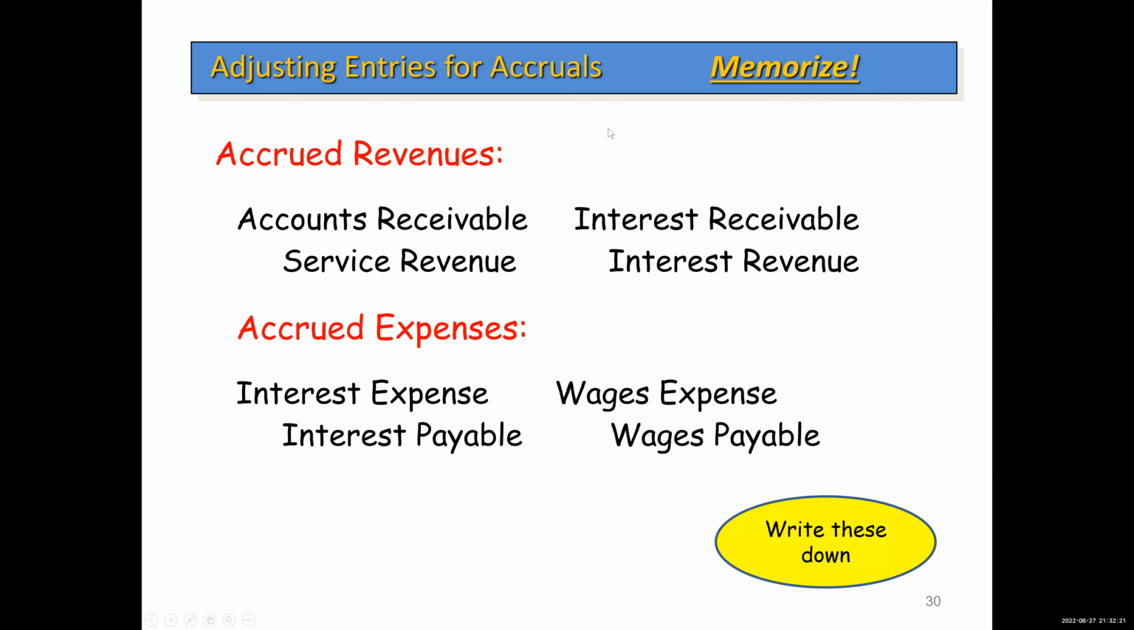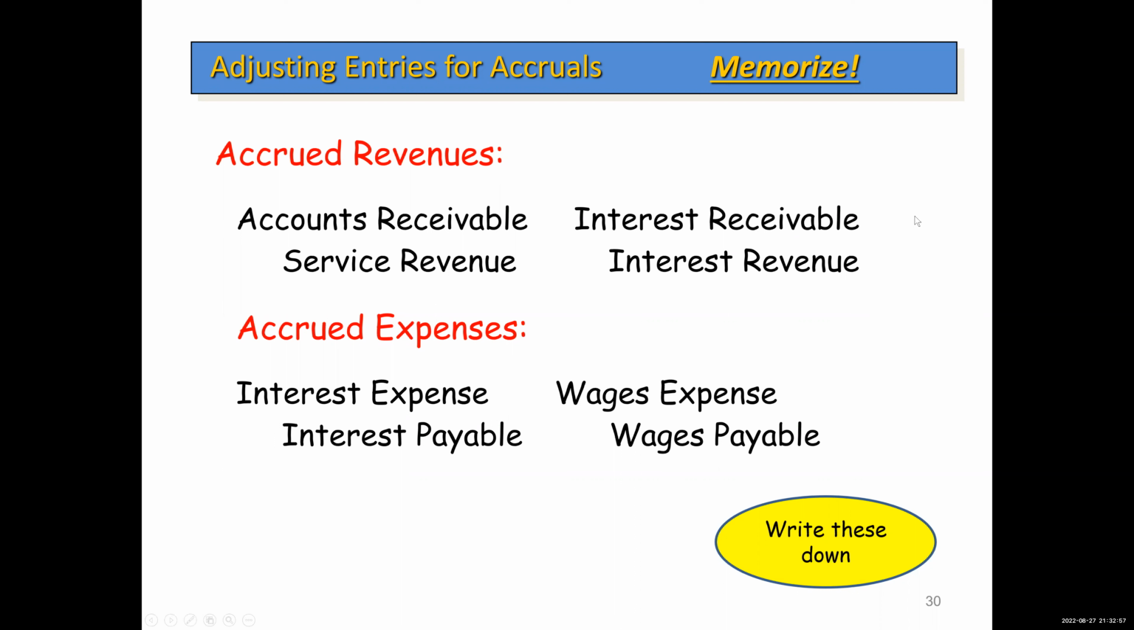Okay, right away, I'd like you to write these down and memorize them, because these are the ones that you're going to see on homework, and they kind of don't change, right? So if you have this in your head, doing these entries will be easier. Okay, for accruals, when it comes to revenue, debit accounts receivable, credit service revenue, right? We'll be talking about this, but right now just write it down and memorize it.